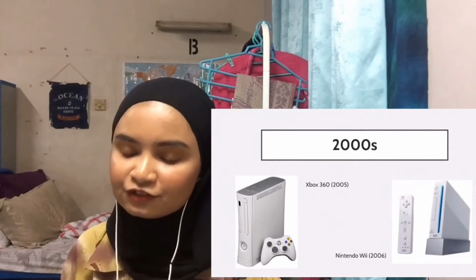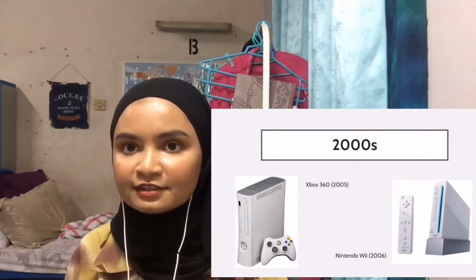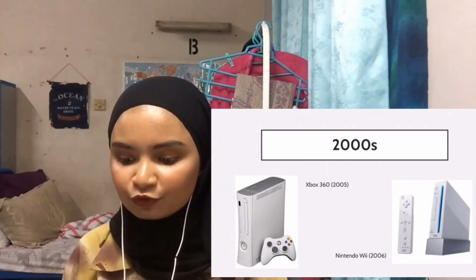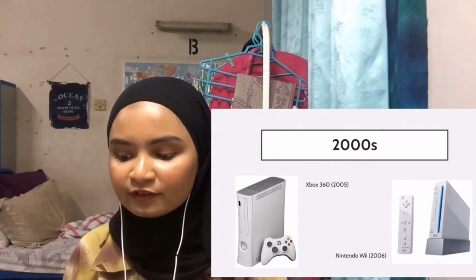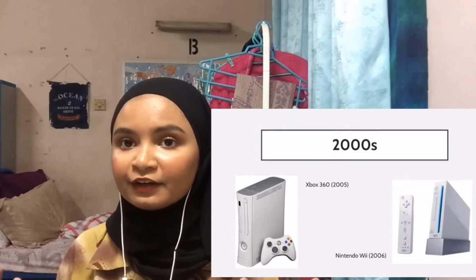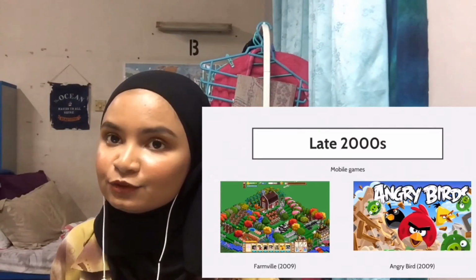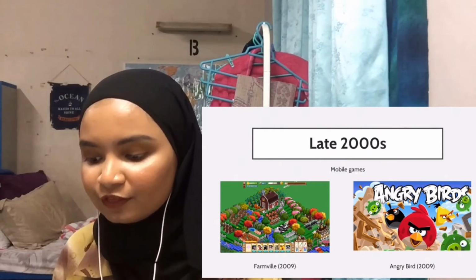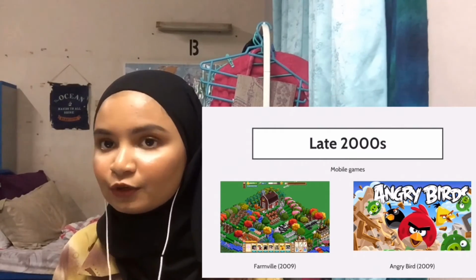Microsoft's Xbox 360 brought high-definition realism into computer games in 2005, and the Nintendo Wii was also produced with motion-sensitive remotes and appealed to people who were non-gamers before. In the late 2000s, mobile games started to pave their way into the industry with Farmville and Angry Birds in 2009. Finally, we have reached today's era, the 2010s.